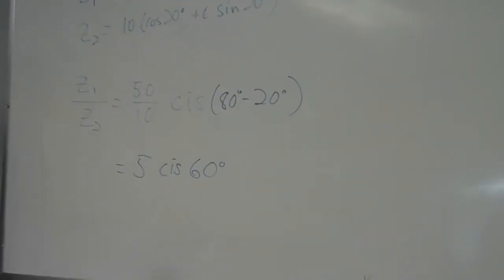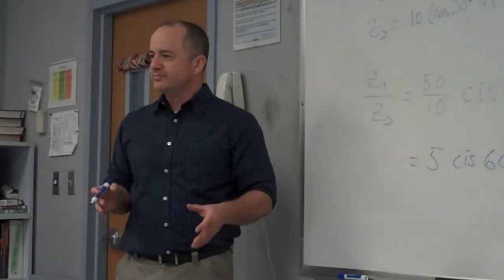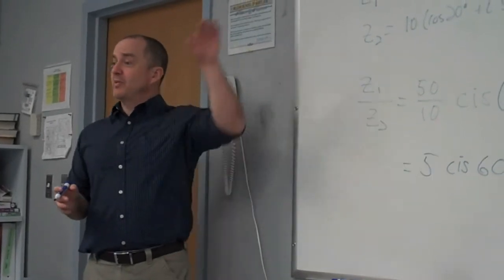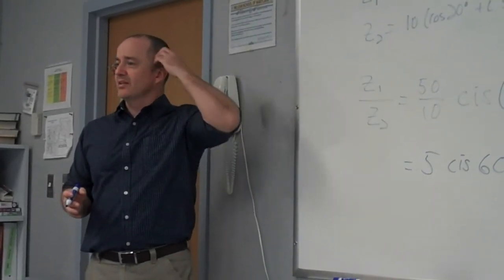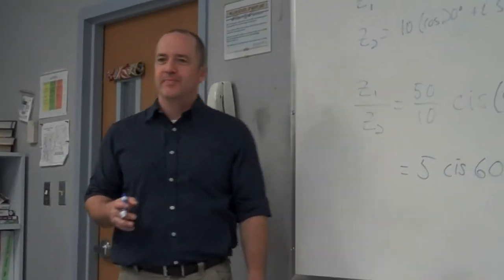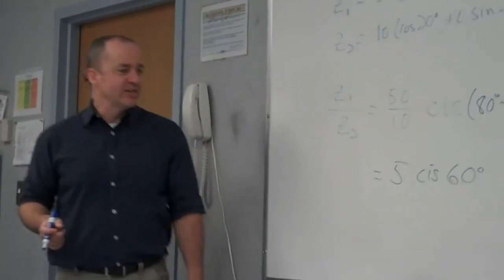Compare this method of division to the one we went over yesterday with finding the complex conjugate. That's when you multiply top and bottom by the complex conjugate of the denominator, which is a fun term.